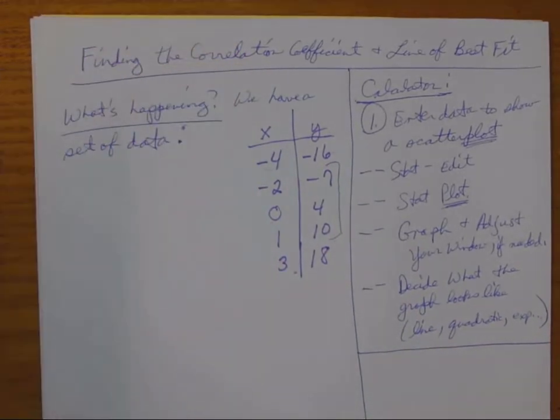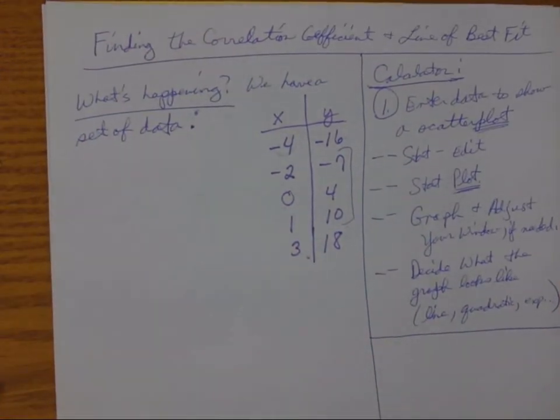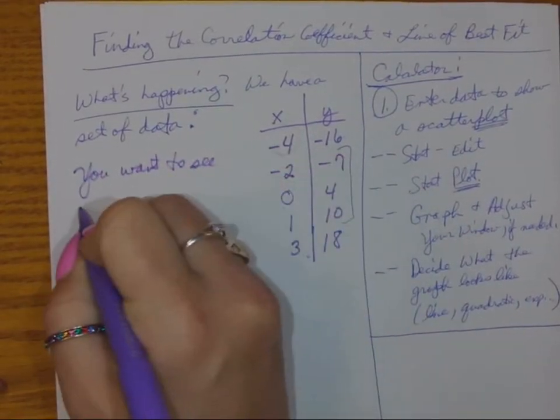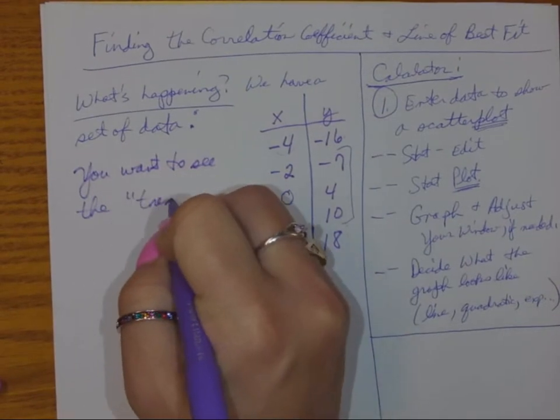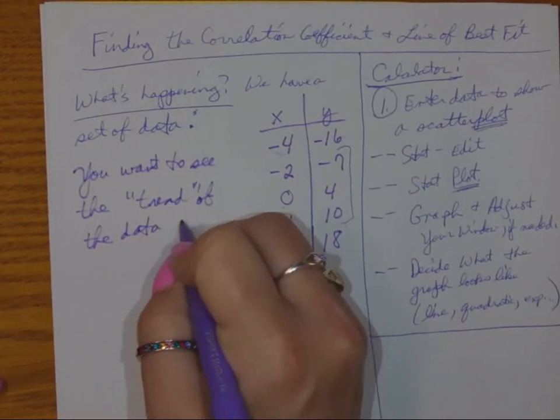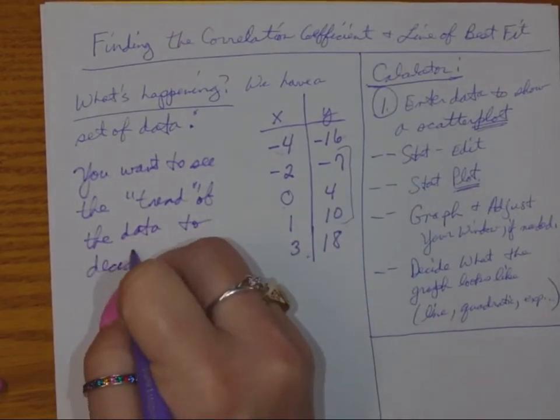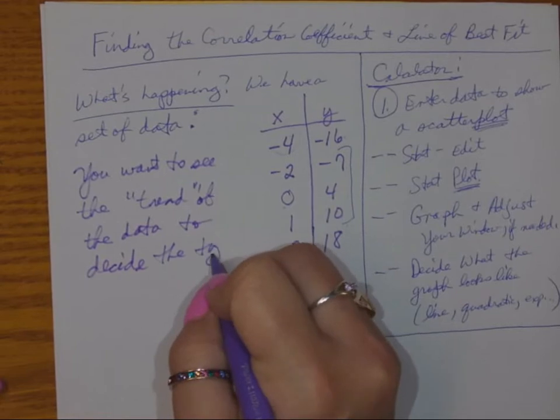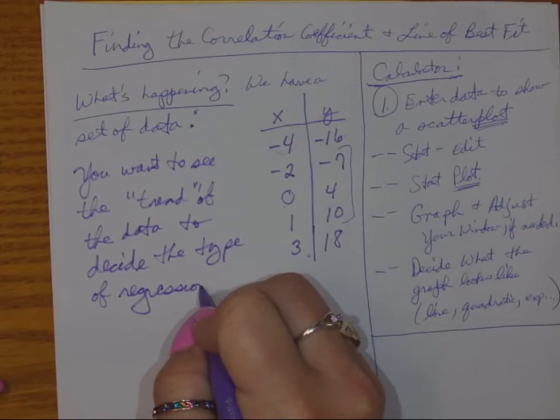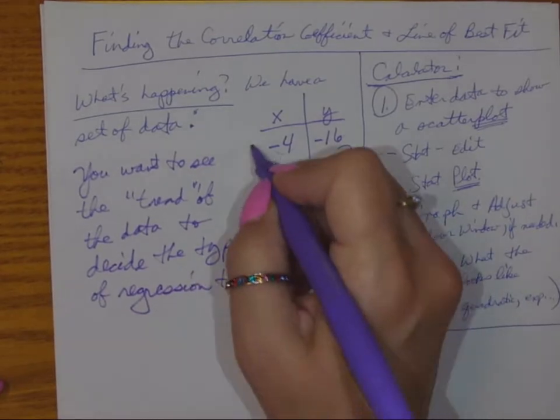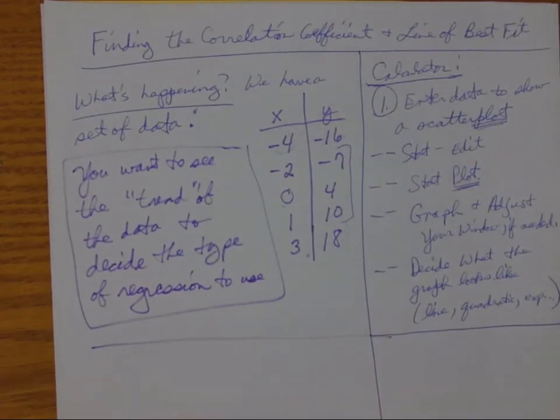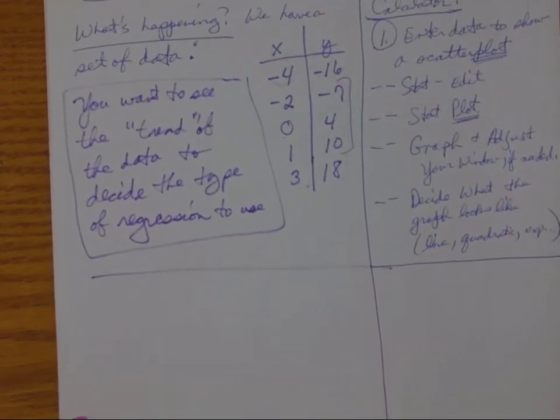We've got that, okay. You want to see what it looks like, the trend of the data, to decide the type of regression. That's what's happening, to decide the type of regression we want to use. Okay, so that's what's happening here. Okay, all right, let's keep going a little bit.